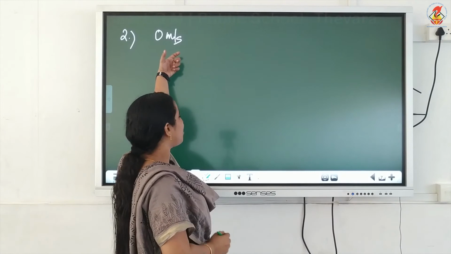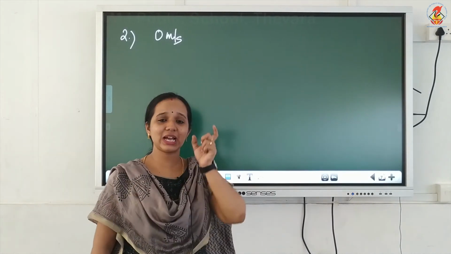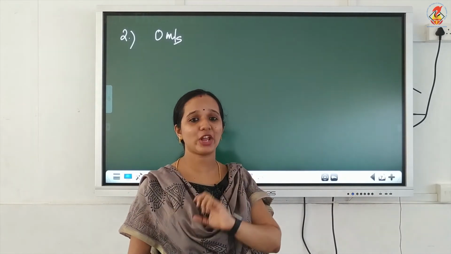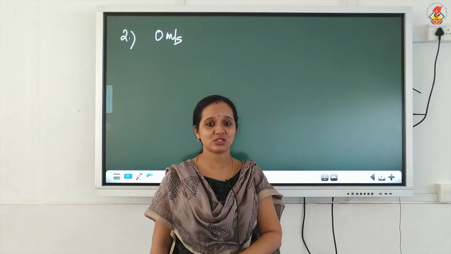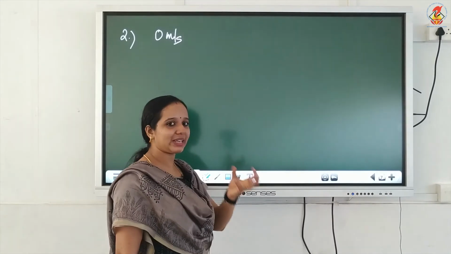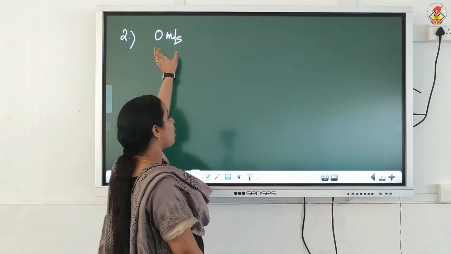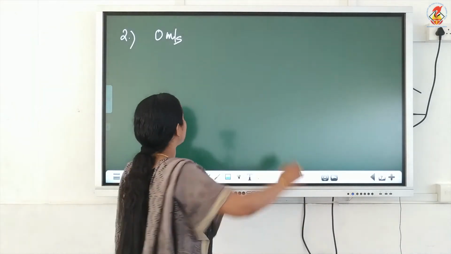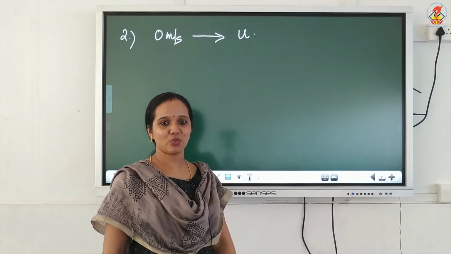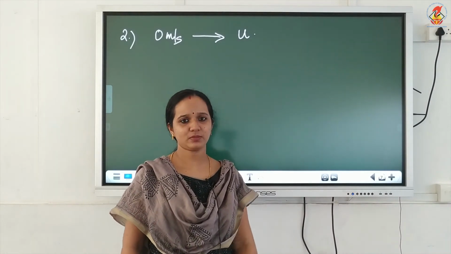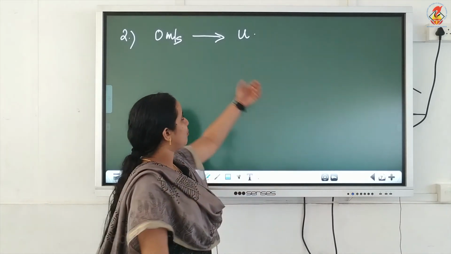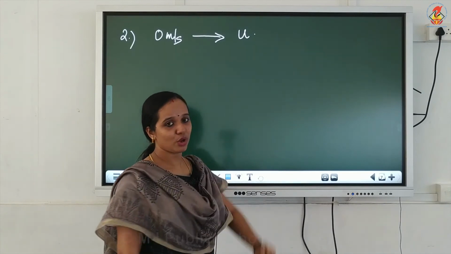That is, initially the ball was at rest. When a force is applied, it gains some velocity and it will start to move. So, on getting a force, the football which was initially at rest started moving with the velocity u. Let the velocity gained be u. So, on kicking a football, the velocity changed from 0 to u.